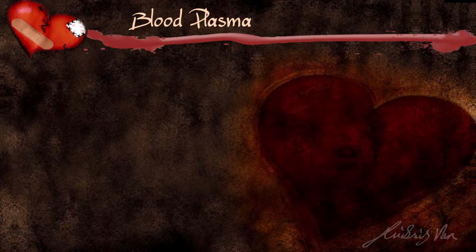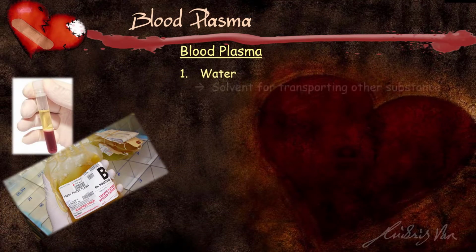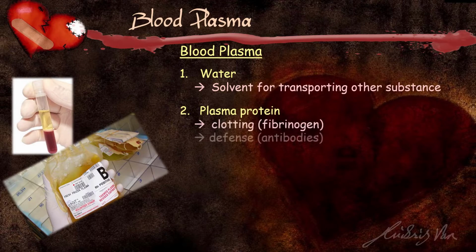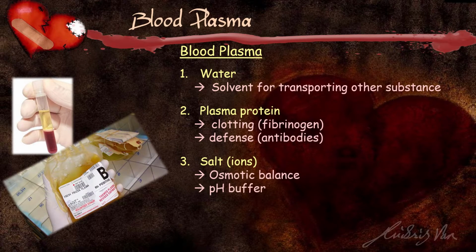Next, let us look at the function of our blood plasma. In our blood plasma, as I have mentioned, it consists of mainly water. So water, as we have learned, is a very good solvent. The water is used to transport plasma protein, which consists of clotting factor as well as antibodies, ions or salt, which help to maintain our osmotic balance, as well as serve as a pH buffer. What is a pH buffer?